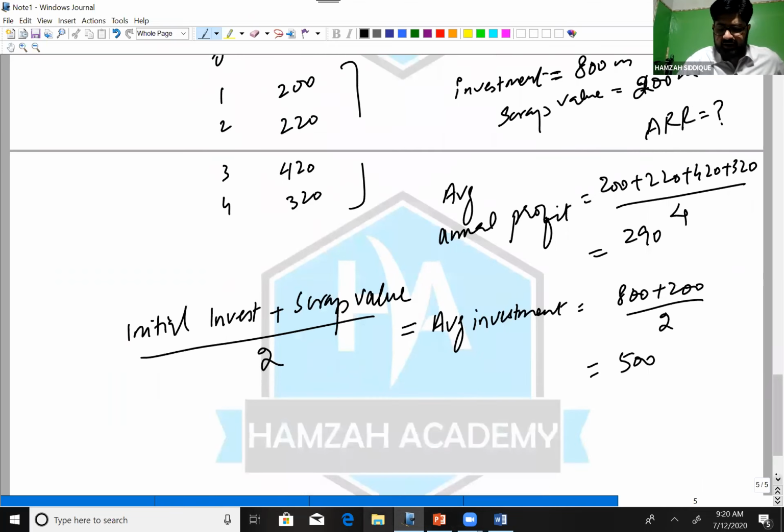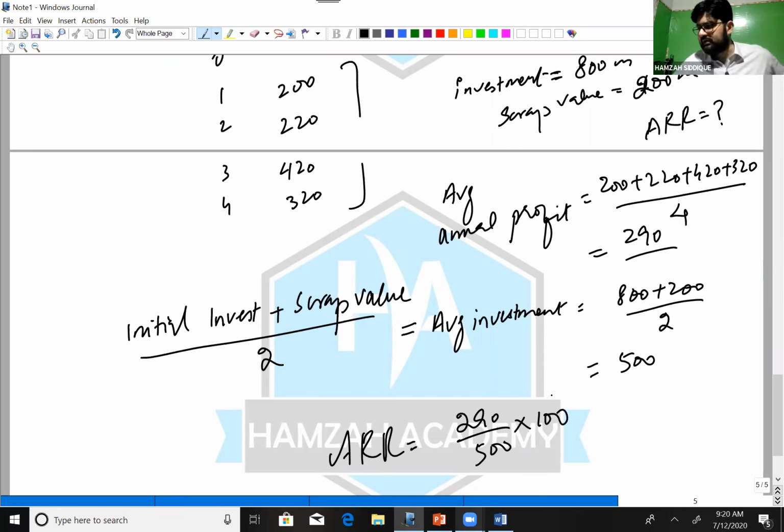Now ARR can be calculated. Average annual profit 290 divided by 500 times 100. So we simply can calculate that. So it is equal to 58%. Students, ARR.